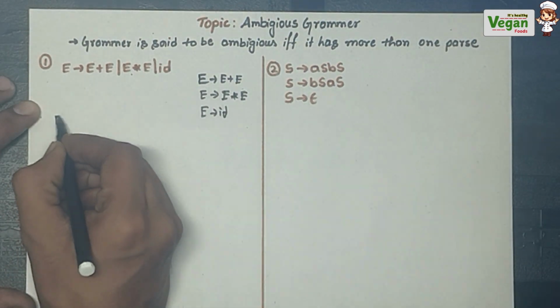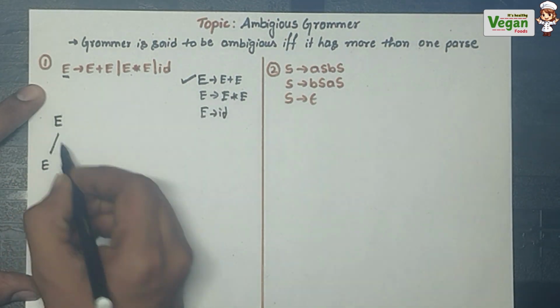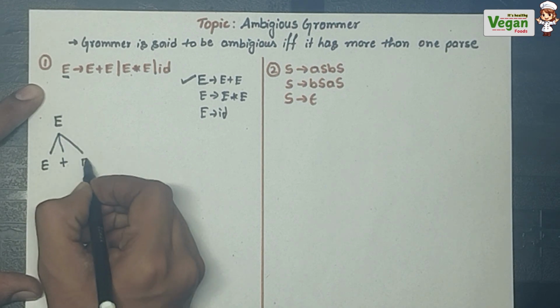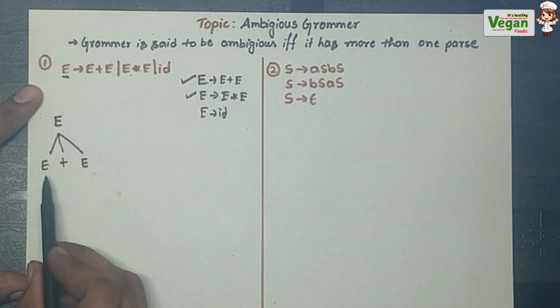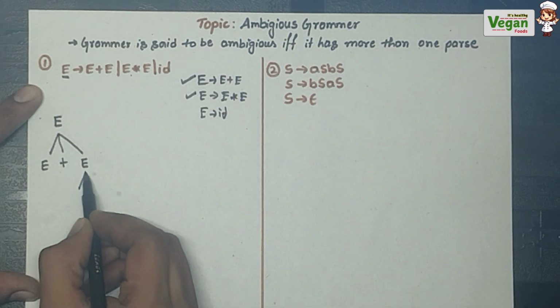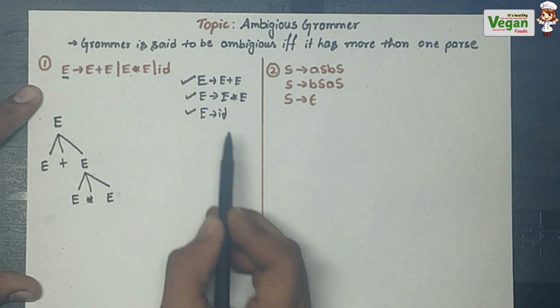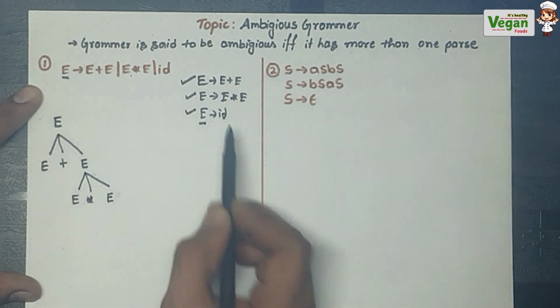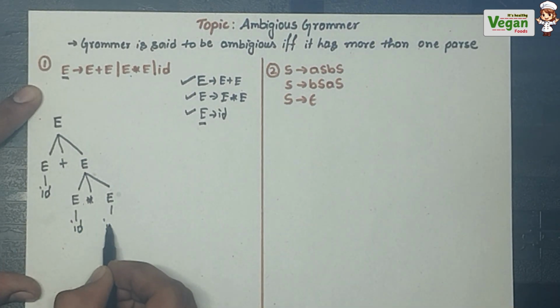First I will consider E, because you start from E only. Now let's consider E plus E for the first parse tree. At the next step, E gives rise to E star E. You can select either this E or this E, so I will select this E only. So E star E. Now the third step is left. Wherever E is there, you must replace it with ID. So ID, ID and ID.